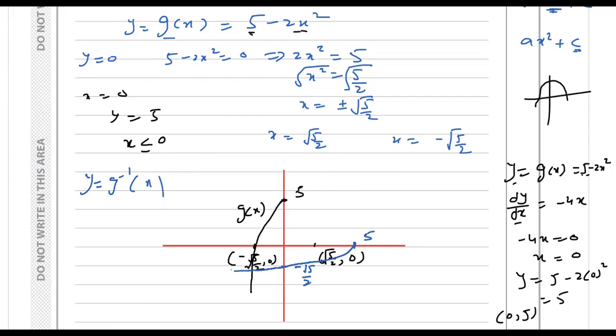You can go now to the negative side of the x-axis, but you will not go to the positive side. Clear? This blue one is for g inverse x. In this way, you will sketch that.